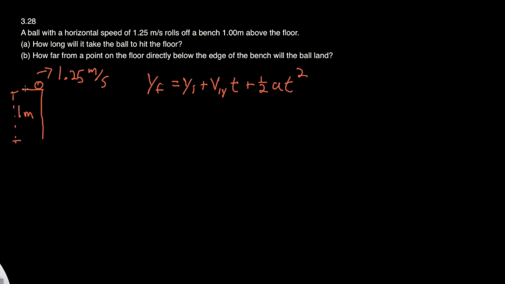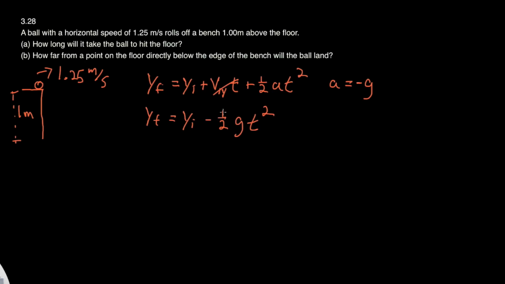Since it's just free fall, our initial velocity is going to be 0, so this term goes away. The acceleration is just going to be equal to gravity, but it's negative, because gravity is pulling that way. So let's rewrite our equation. The final position, which is 0 because it's going to the floor, is equal to the initial position, which is 1, because it starts from up here, plus 0 for the velocity term, and then filling in negative g for the second part becomes minus 1/2 g t squared.